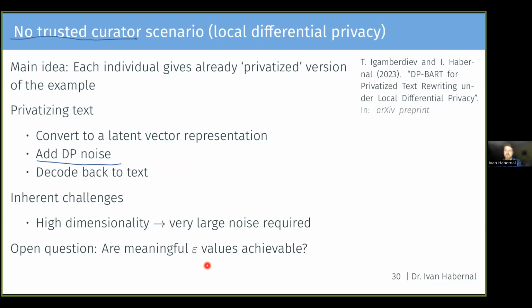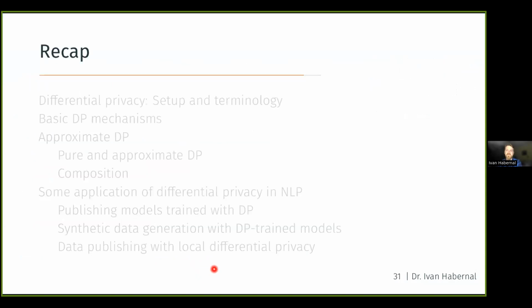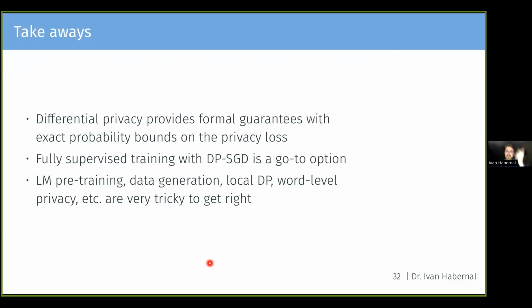So wow, we made it. A little bit of theory, mathematics, a little bit of differential privacy, and how we can use it for natural language processing. So let's recap. What are the takeaways here? Differential privacy provides formal guarantees with exact probability bounds on the privacy loss. So it's really formal, and you have to prove things, and you can disprove things if they are proven wrongly.